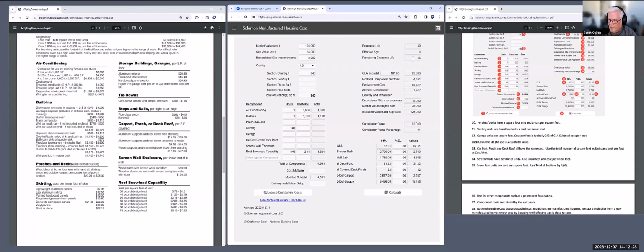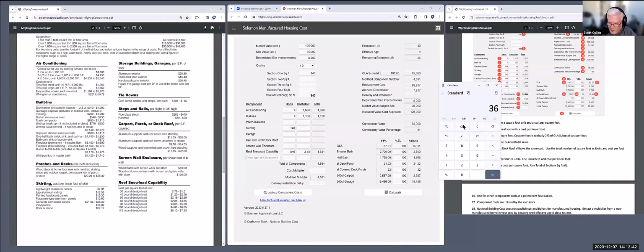Now, there's another relationship that's kind of interesting to me. If you divide 36 by 40, 36 divided by 40, that's the percent of contributory value, right? The market's paying 90%. There's a little bit of rounding here, but it must be this remaining economic life must be like 36.4 or something.